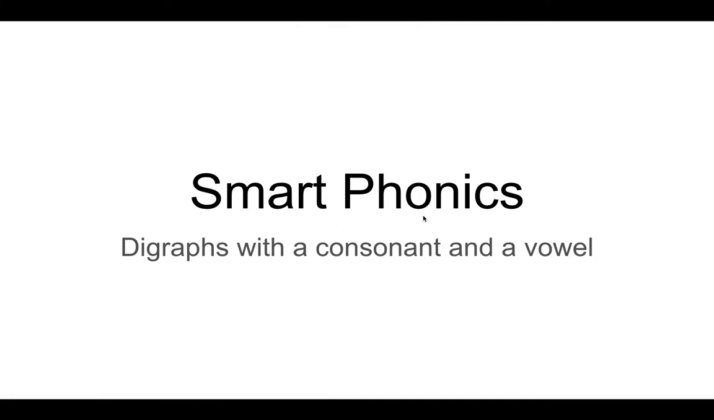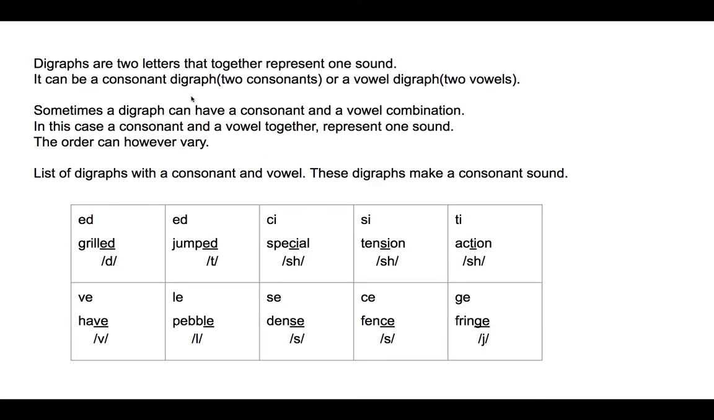Smart Phonics. Today we are going to see the digraphs with a consonant and a vowel. We know digraphs are two letters that together represent one sound. It can be a consonant digraph made up of two consonants or a vowel digraph made up of two vowels. Sometimes a digraph can have one consonant and one vowel combination. In this case, a consonant and a vowel together represent one sound.